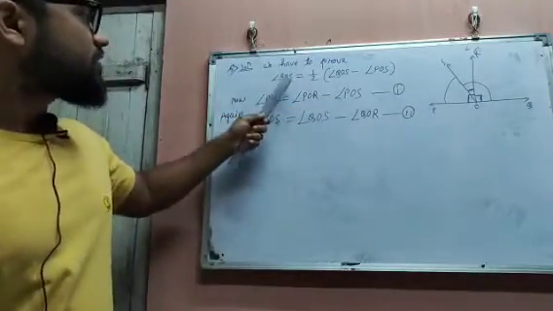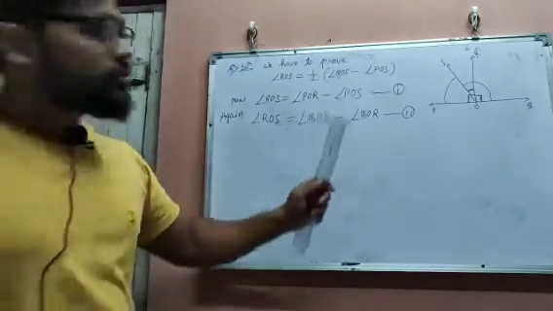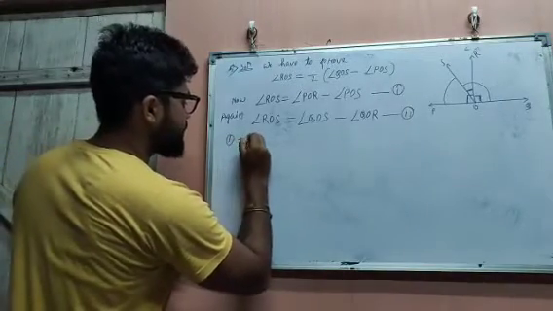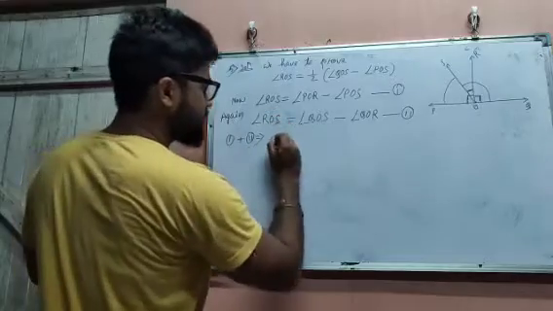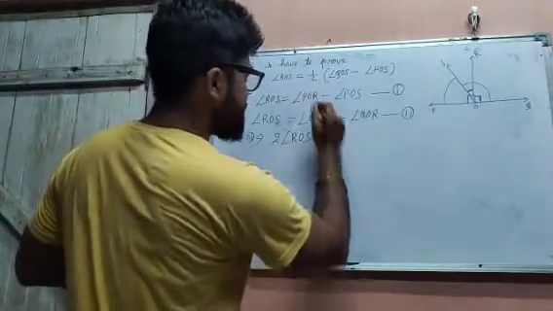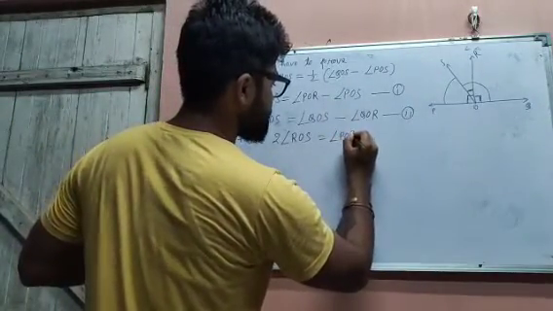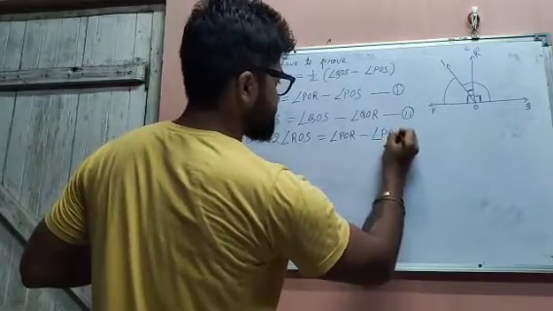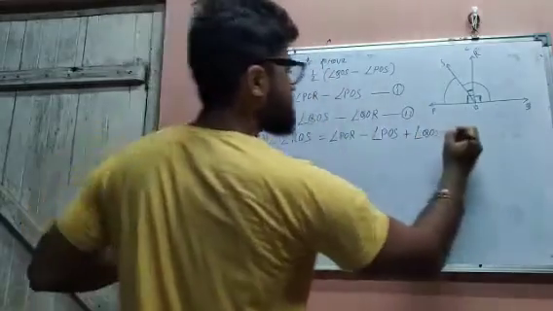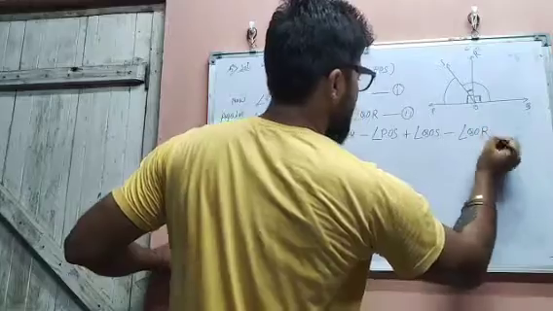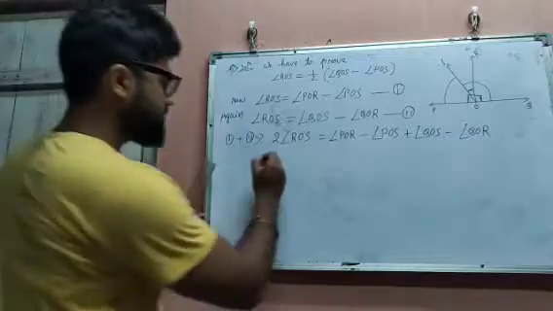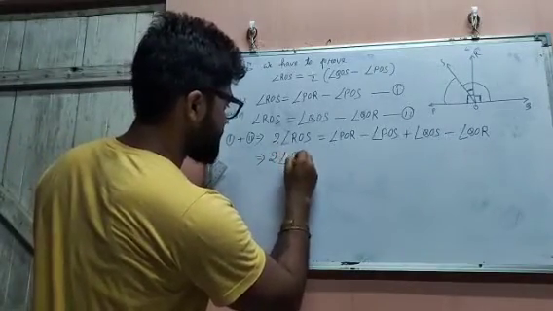So we have to get ROS equal to half of this. First we will do the sum of this 1 and 2. So 1 plus 2 implies twice of angle ROS, and on this side we will get angle POR minus angle POS plus angle QOS minus angle QOR. We are doing the sum of the 1 and 2 equations.